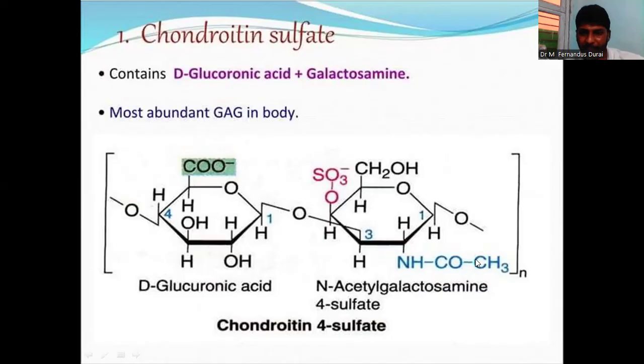Here we can see the CH3, so the acetyl group, CH3COO. So N-acetyl and galactose amine, here NH. We can see the sulfate at the 4th position. So N-acetyl galactosamine 4 sulfate. Altogether, the D-glucuronic acid and the N-acetyl galactosamine 4 sulfate is called chondroitin sulfate.